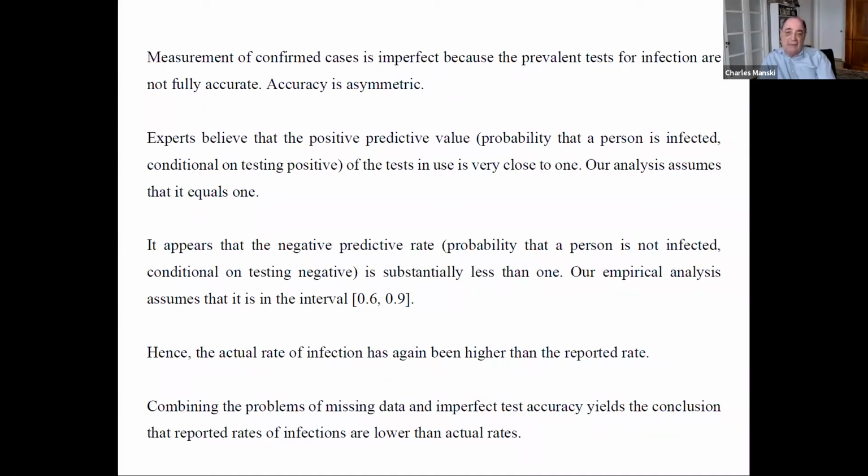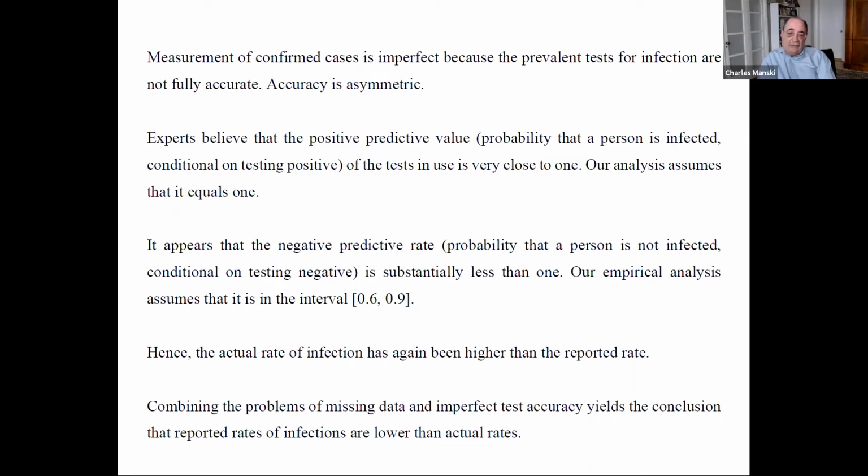It's very common in the medical literature to talk about the sensitivity and the specificity of a test. There's a mathematical relationship between those and the measures that I'm talking about here, which we can't get into, but which we discussed in the paper.